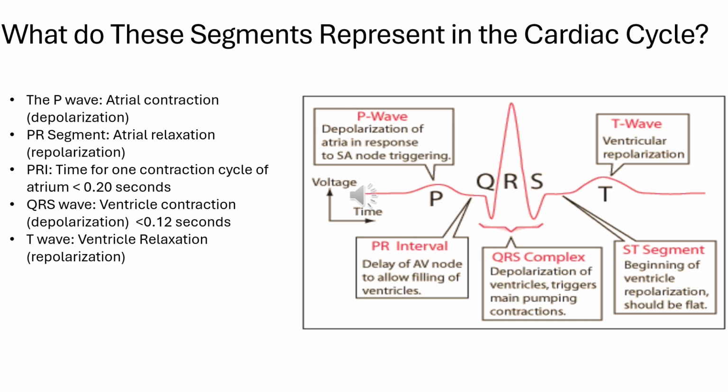And our normal measurement for our QRS should be less than 0.12 seconds. And for our PR interval, this is how long it takes for the signal to go from the atrium down into the ventricles. And this should be less than 0.20. If not, you have a heart block, a first degree heart block.